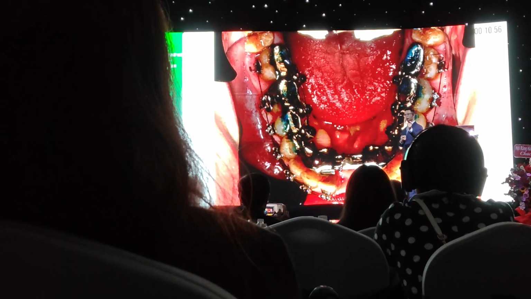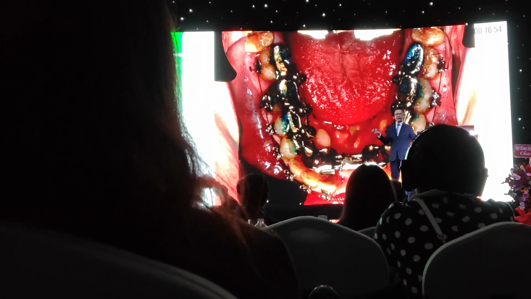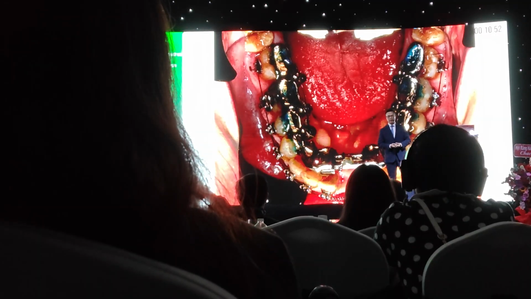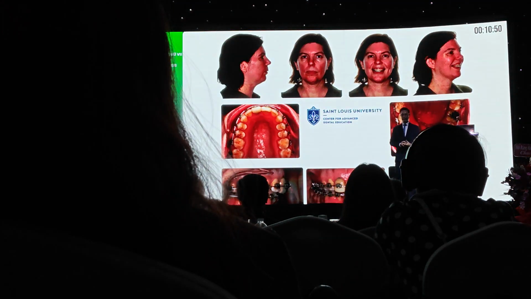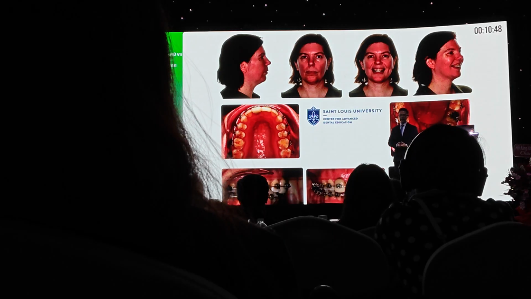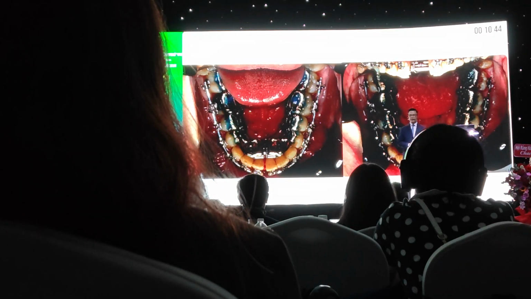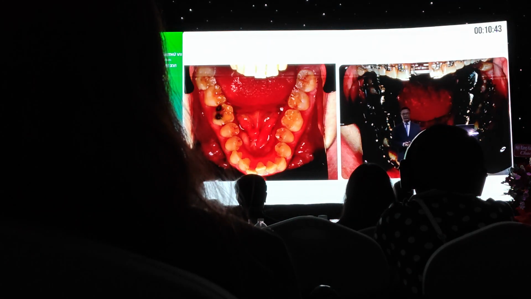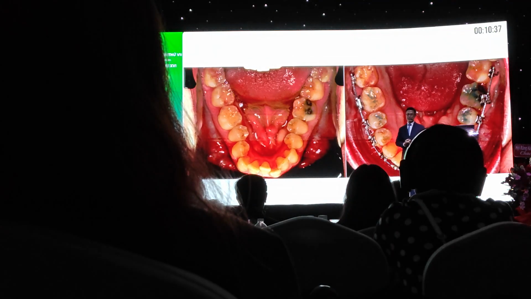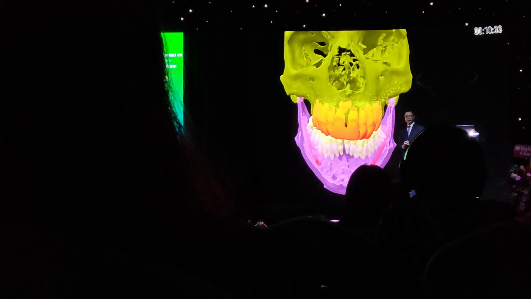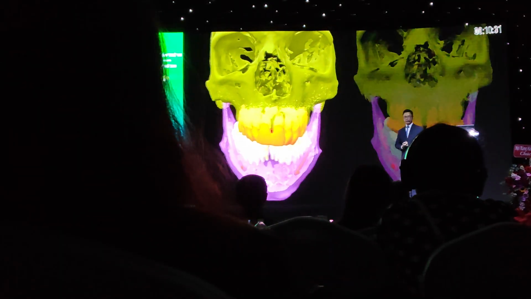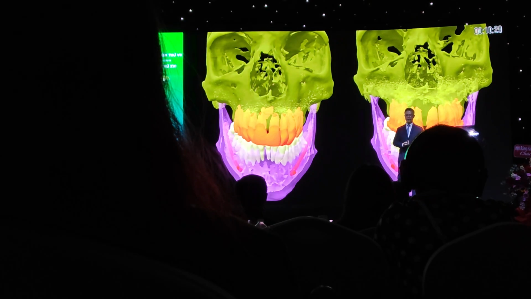And we put the spring to make sure the lower incisor is not falling into the expansion space. And we move it, and that's before and after the expansion. That's the lower arch before and after the lower jaw expansion. And that's before and after we put the braces on. And that's before and after the surgery.